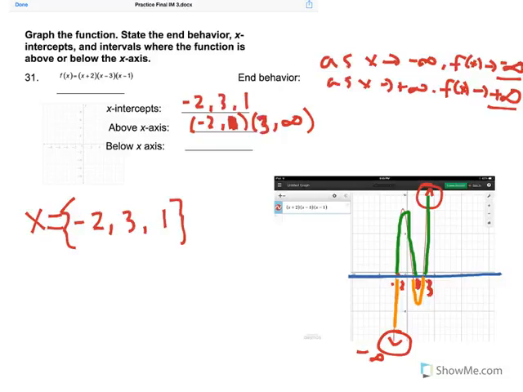And then where it's below the x-axis is from -infinity to -2, and also between 1 and 3, and that is where it's going to be below the x-axis. So that's the end of the problem. I already have the graph, so I've answered every part of the question.